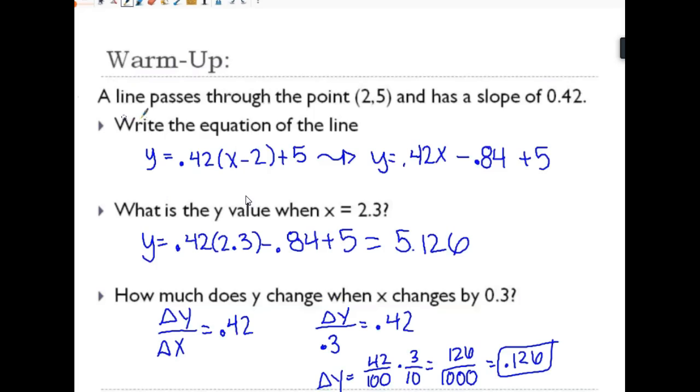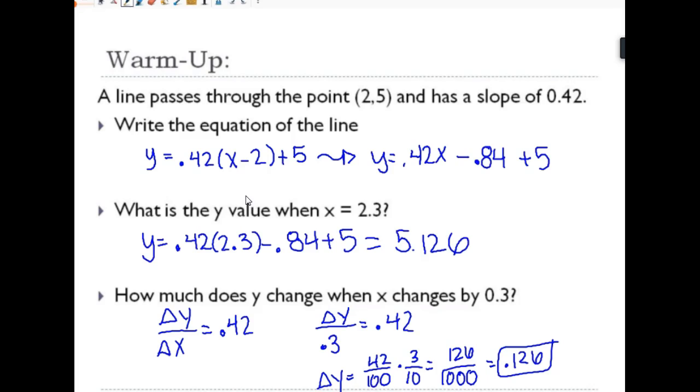In the warm-up, we discussed a line. And the unit of this topic is linearization. So it would make sense that we're going back and looking at vocabulary about a line. It says a line passes through the point (2, 5) and has a slope of 0.42. Write the equation of the line.